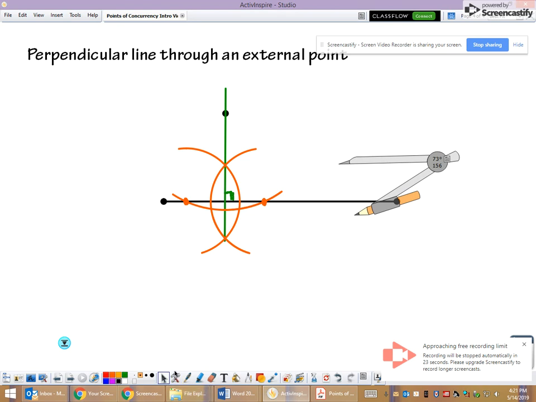So if you need to rewatch those constructions to make sure that you have them down, feel free to do that. These are all what you're going to be needing on Monday, and that is your intro to points of concurrency.